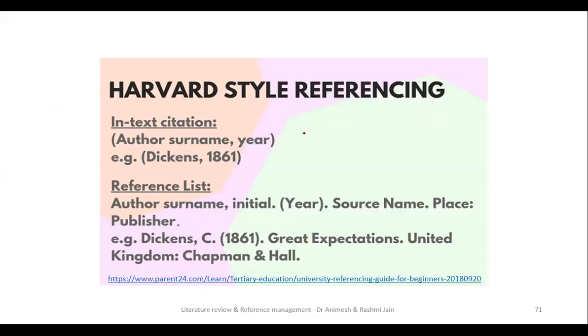So if you look at Harvard, basically what it does is, when you're writing in text, you write the author surname and year. So Dickens, 1861. Now, suppose I have another paper by Dickens, which was in the year 1875. If I want to cite both of them here, I'll say Dickens, 1861, comma, Dickens, 1875. Okay. In my reference list, I go by alphabetical order and I put the surname of the author first, then the initial, and so on. Okay. So that's how you go about writing a Harvard reference.